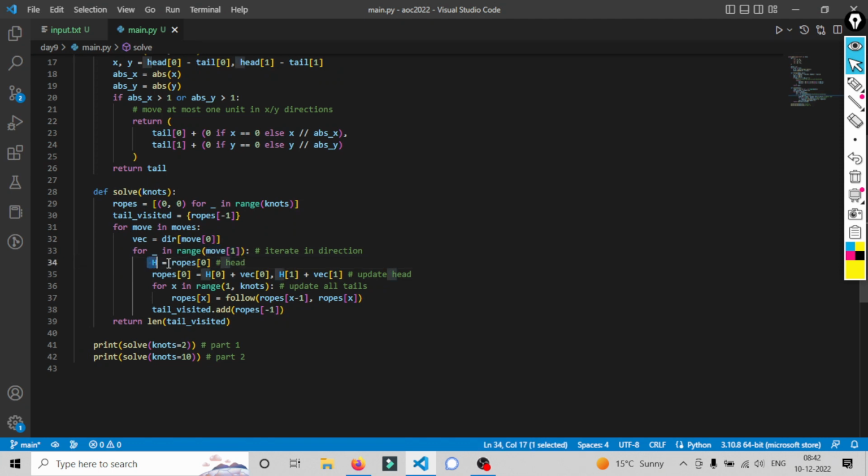Initial position for head is 0. Initially all the knots are pointing to the same position, but I am taking index 0 as the head position. The rest will be the tail positions. For part 1 it is only 2 knots, so 1 position will be the tail position. We will update the tail based on the head position. First we update the head position. The head update rule is just adding the current direction values.